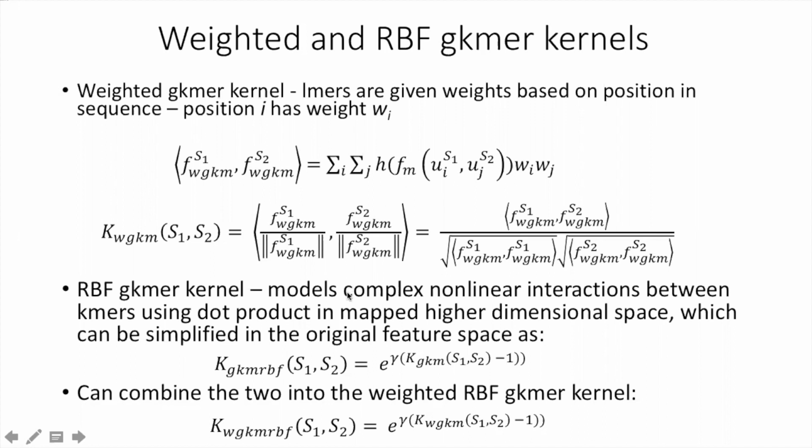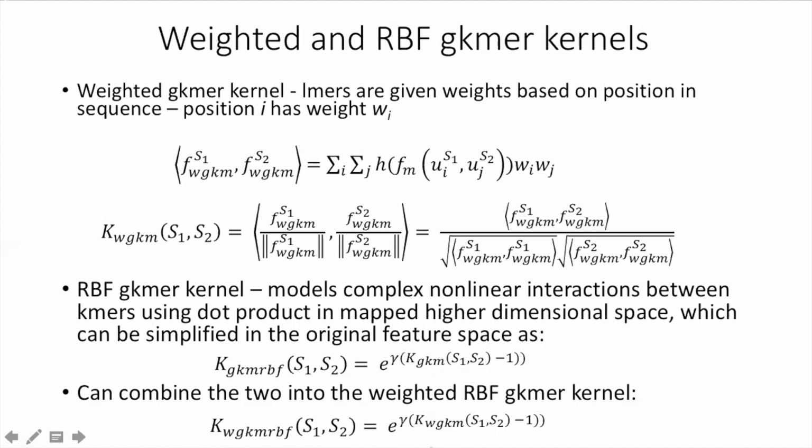The second one, the RBF kernel, or radial basis function kernel, is more interesting. It is a popular kernel used in support vector machines to model complex nonlinear interactions. By applying the RBF kernel to GK-mer feature vectors, we can model nonlinear interactions between GK-mers. The combined GK-mer and RBF kernel is called the GKM RBF kernel, and it has this form shown here. Notice that it is still computed using the original GK-mer kernel function, right here.